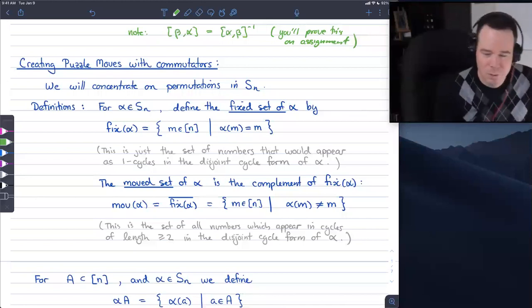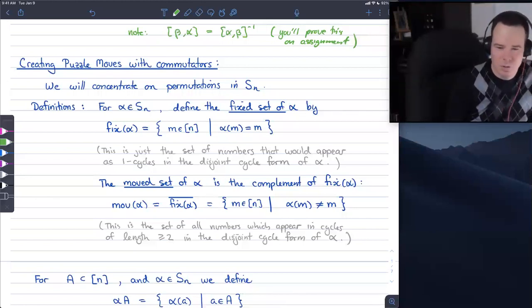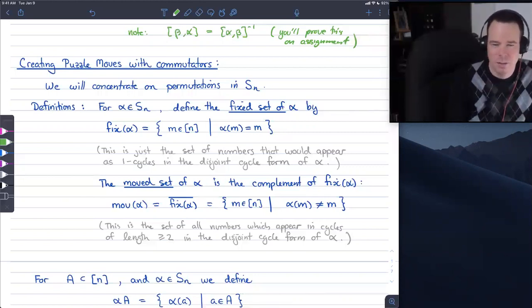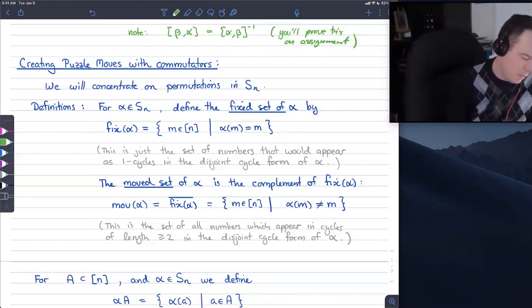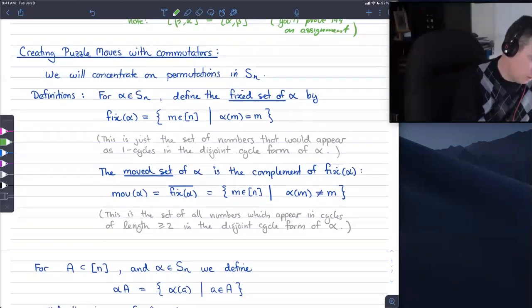Now what we want to do is see why commutators are useful for creating puzzle moves. It's kind of a funny thing to make, right? You take two objects and you multiply them together and then you tack on their inverses on the end. Why does that have anything to do with building puzzle moves? Well, I'll get to the main idea and then we'll prove it next class. But the main idea is as follows.